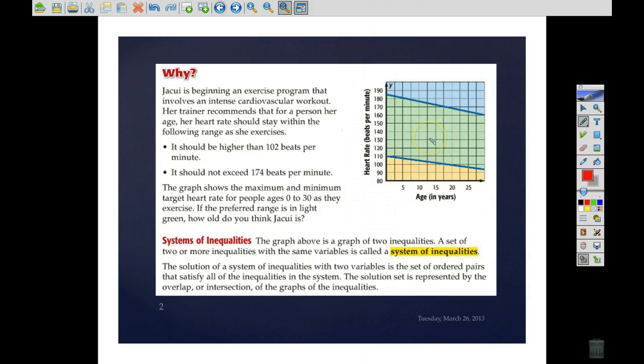Systems of inequalities. The graph above is a graph of two inequalities. A set of two or more inequalities with the same variable is called a system of inequality. Just like a system of equations, it's just now inequalities. The solution of a system of inequalities with two variables is a set of ordered pairs that satisfy all of the inequalities in the system. The solution set is represented by the overlap or intersection of the graphs of the inequalities.